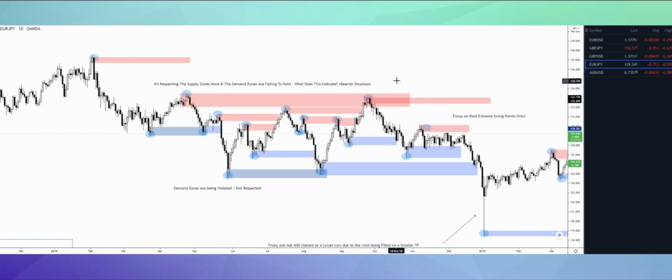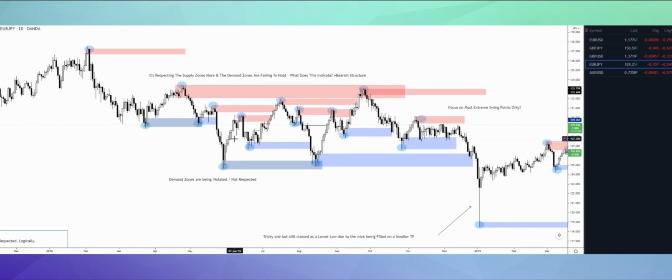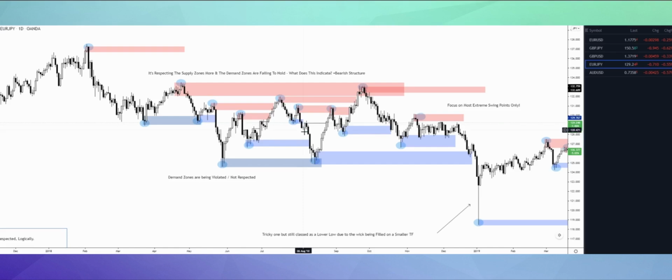highs. As you can see, all of this here is just complex pullbacks, so it's just minor structure breaks. You can even include these as well if you really wanted to. That's fine. But everything that you're seeing in here is all just noise, and it's just ranging sideways. Price is breaking structure, so everyone's going to be very confused.